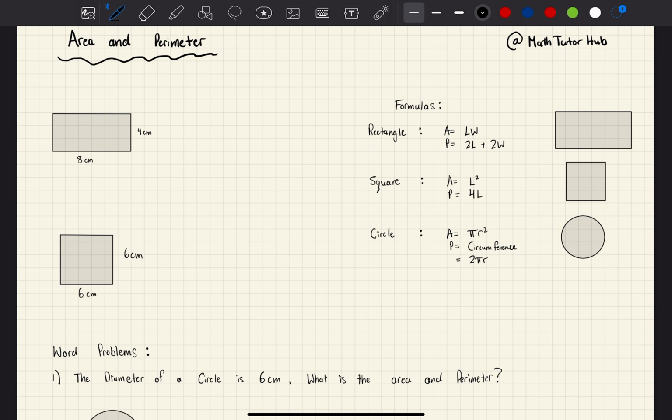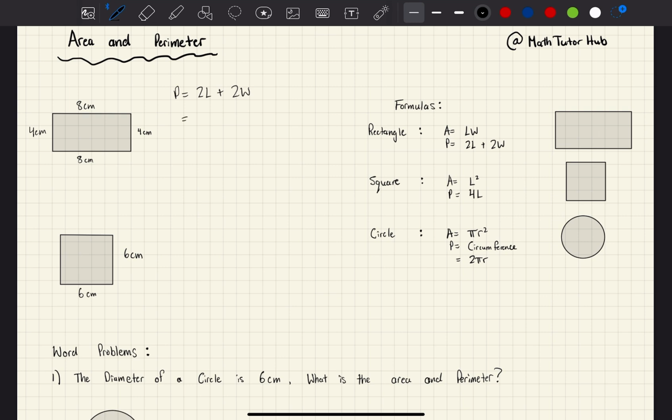Solving for the perimeter using our formula on the right, we can write that perimeter is equal to 2 times the length plus 2 times the width, which makes sense, right? If we had 8 centimeters at the top and bottom and 4 centimeters on each side, adding all of that together would give us this formula here.